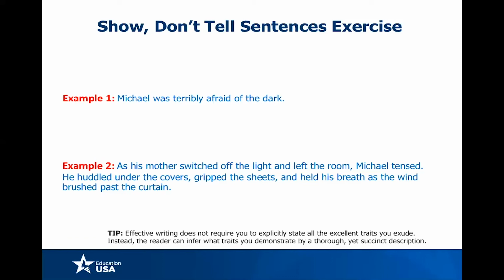They'll say, wow, they told me a story. And a story tells through examples, not just by words, because words are meaningless if they don't really have meaning behind them. So my tip, as you can see at the bottom, is: effective writing does not require you to explicitly state all the excellent traits you exude. Explicitly here means you don't actually have to say the specific thing. We can infer it through a description. Instead, the reader can infer or conclude by themselves what traits you demonstrate by a thorough yet succinct, brief description.